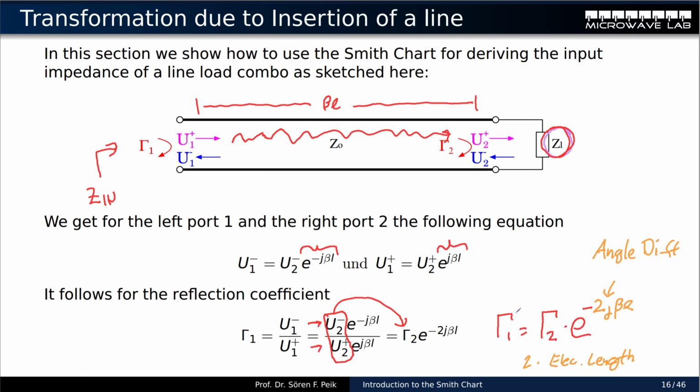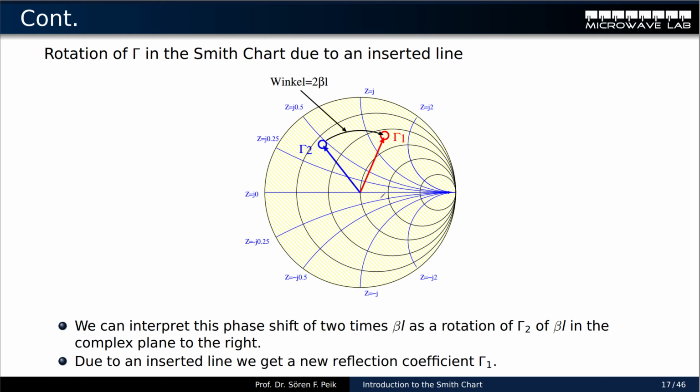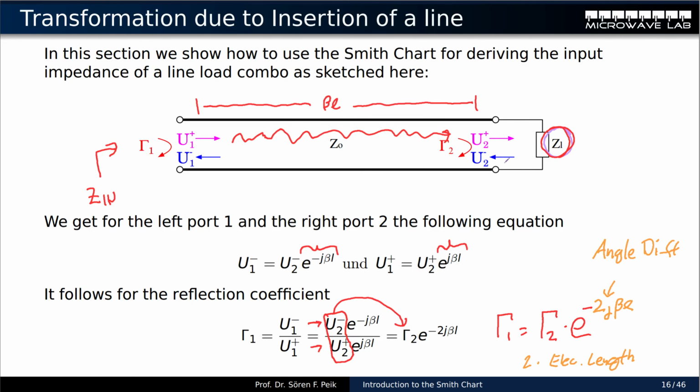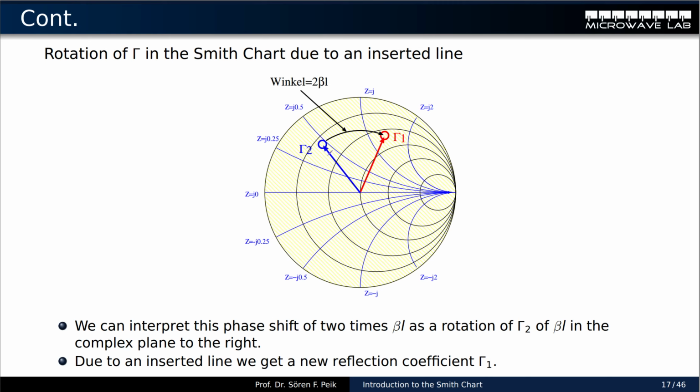So this information is useful when we go to the Smith chart. Let's assume we know gamma 2 and we want to know gamma 1. Let's assume gamma 2 is in the Smith chart somewhere, just for the sake of an example. In order to find gamma 1, we know the magnitude doesn't change, only the angle of the two gammas changes. The change in the angle, in German Winkel, is 2 beta L. So all we have to do is rotate this point about the center by 2 beta L, and we get the new gamma value. Once we get the new gamma value, we can read off the Smith chart our input impedance.